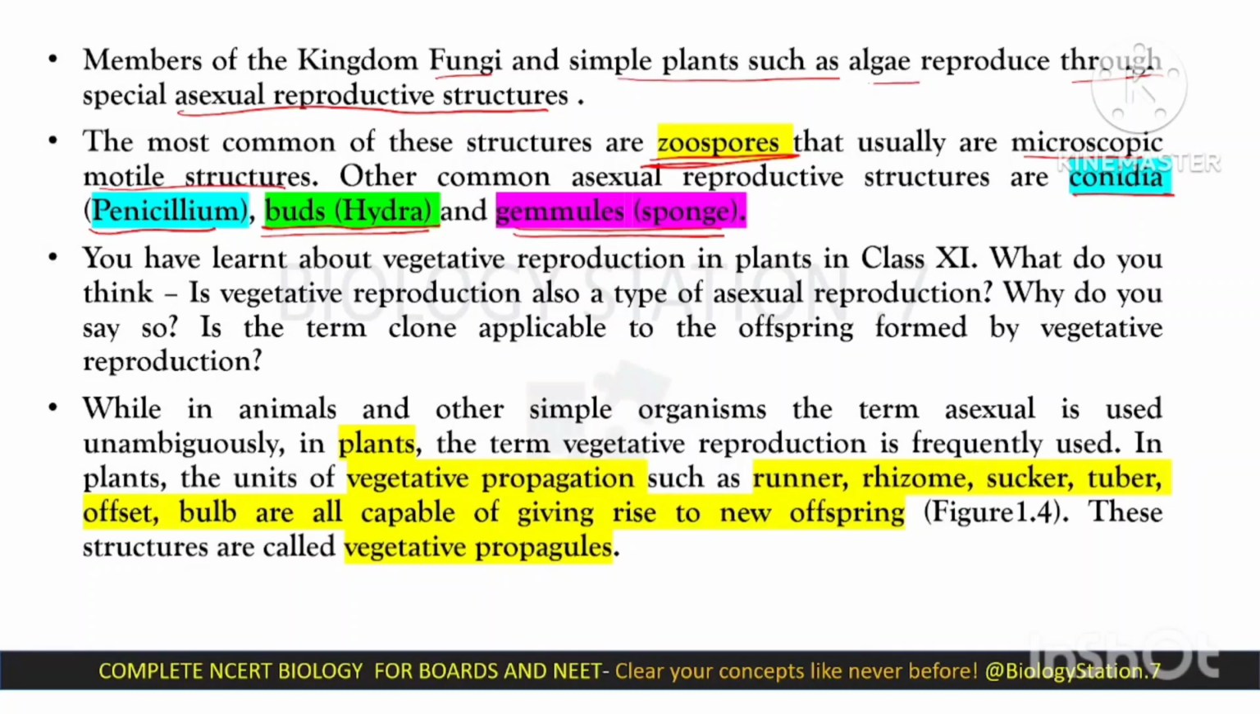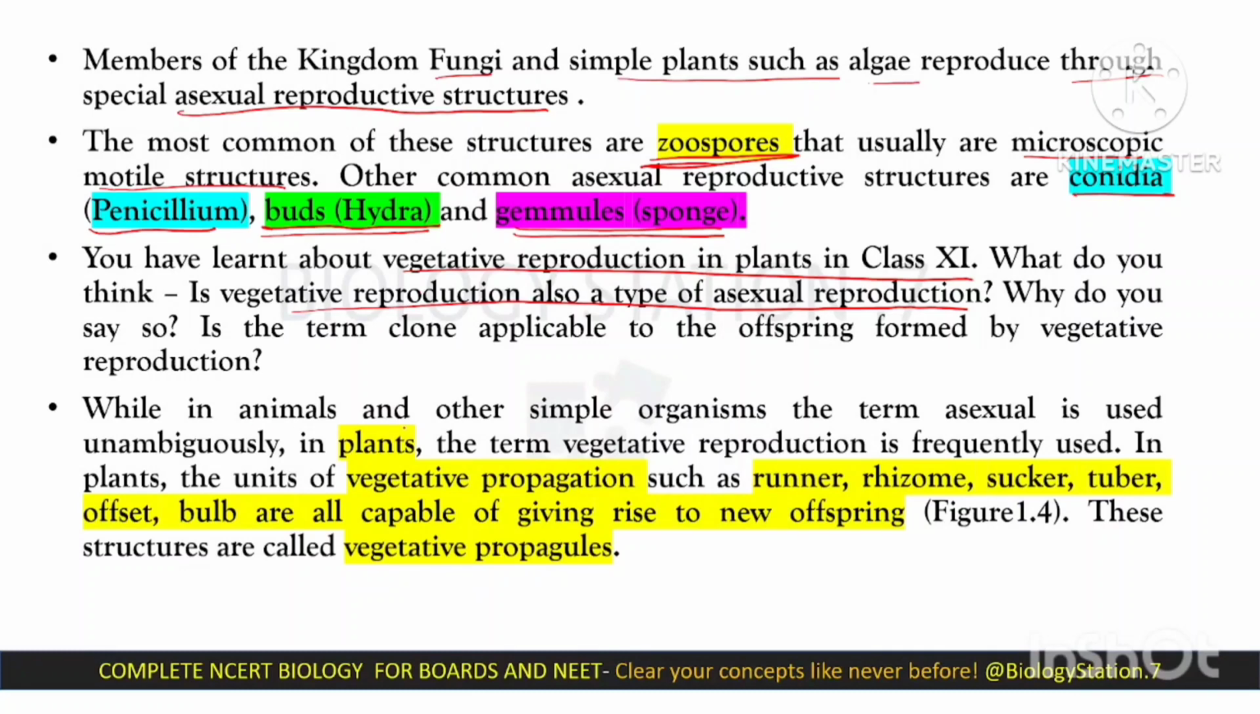You have learnt about vegetative reproduction in plants in class 11th. So what do you think? Is vegetative reproduction also a type of asexual reproduction? How can you say that? In animals we can say asexual mode of reproduction, but in plants we use the term vegetative propagation or vegetative reproduction.